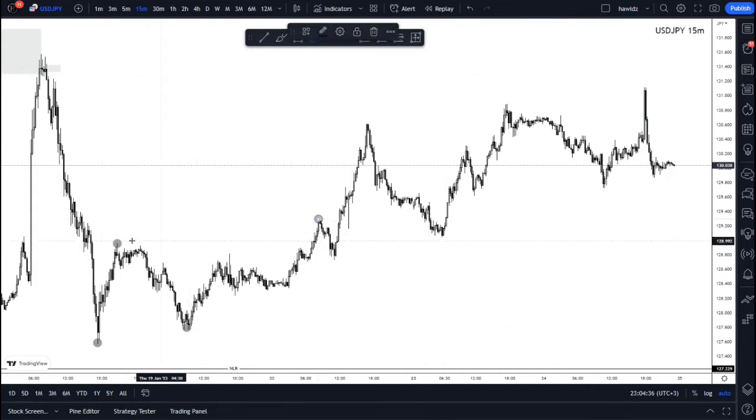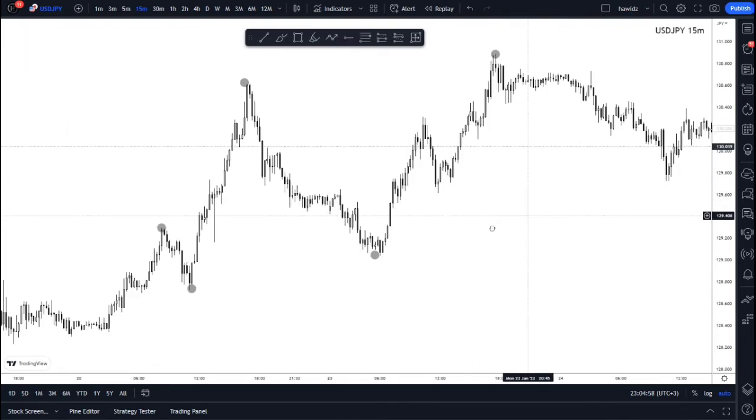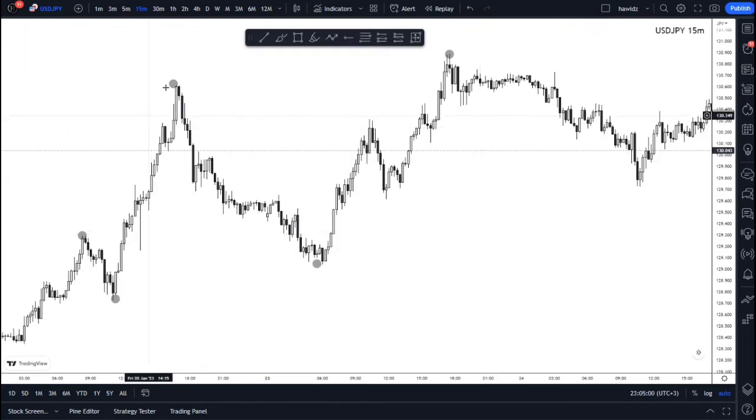Only focus on areas where structure is being broken, right? As you can see, this structure point here was only broken right here with the formation of this high. That's why I took it as that high, and then that low, and then this high, and then this low, and then basically this high right here. So this is the area that we're basically going to focus on.